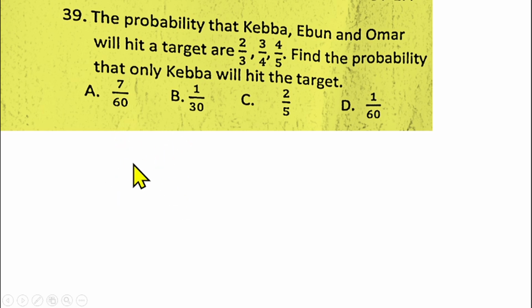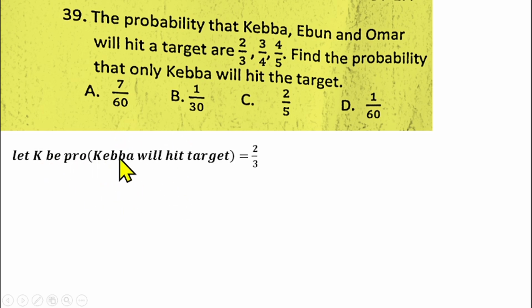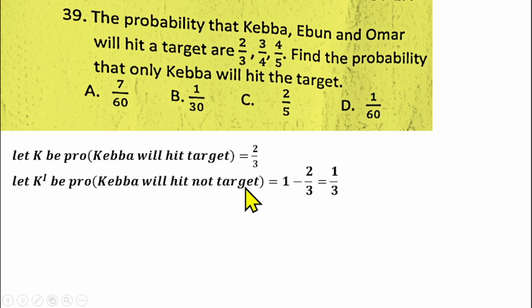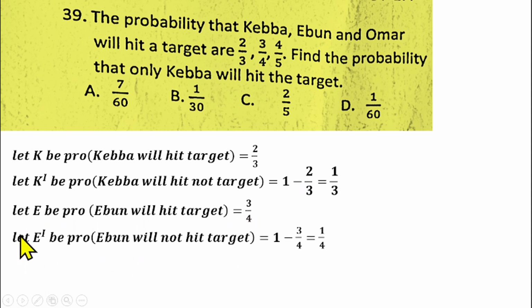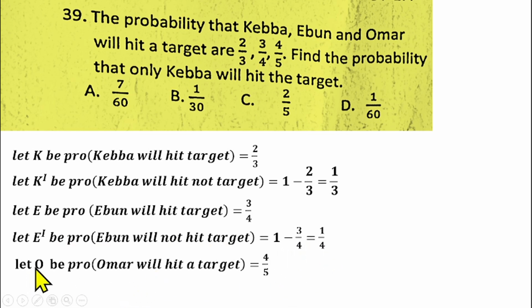So from there, let K represent the probability that Keba will hit the target, and let K prime be the probability that Keba will not hit the target. That will be 1 minus 2/3, that gives us 1/3. Let E be the probability that Ebun will hit the target, that will be 3/4. And E prime will be the probability that Ebun will not hit the target, that will be 1 minus 3/4, which is 1/4. Let O represent the probability that Homer will hit the target, which is 4/5 given to us.